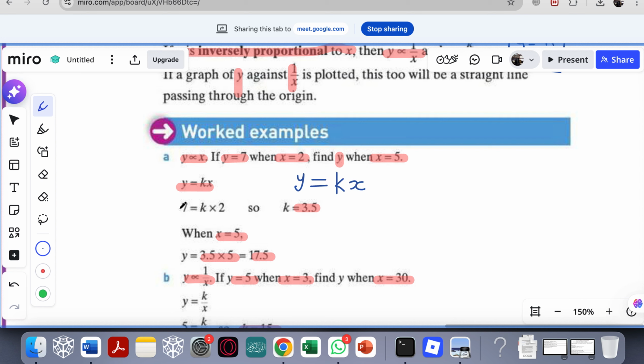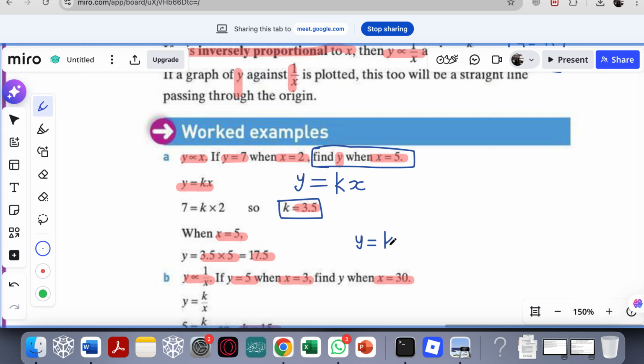If y is 7 when x is 2, you put 2 here, so you have 2k equal to 7. To find k, divide both sides by 2. And they say find y when x is 5. Now you know your k, you can find y. So you come back to the function, y equals kx. Now you know the value of k, 3.5.